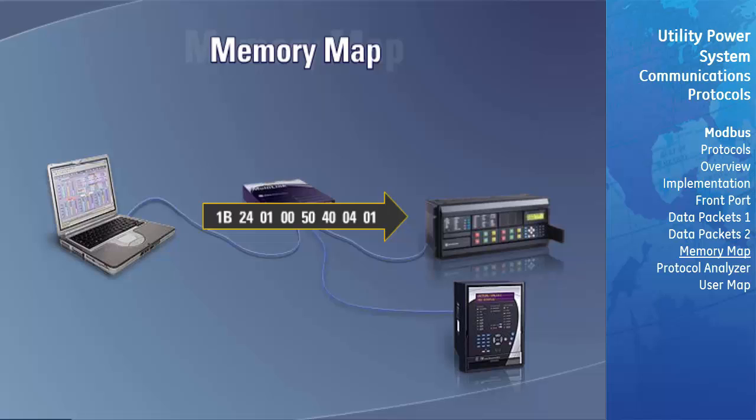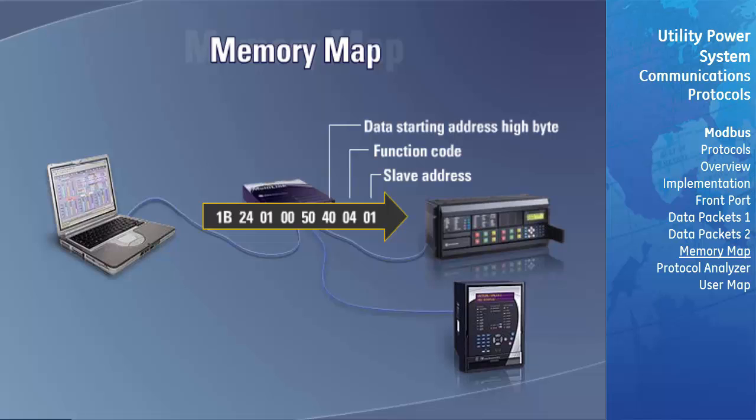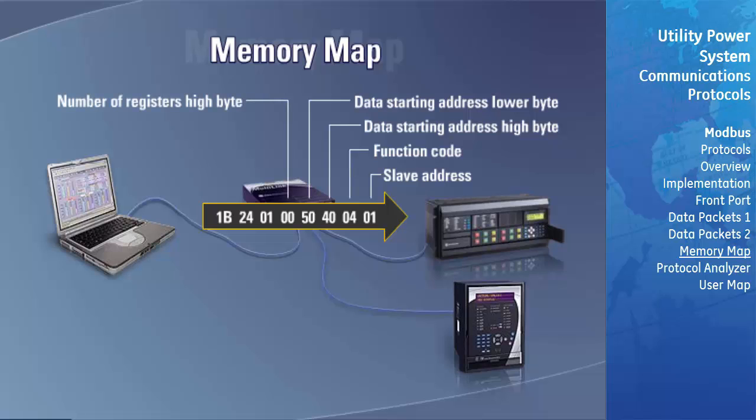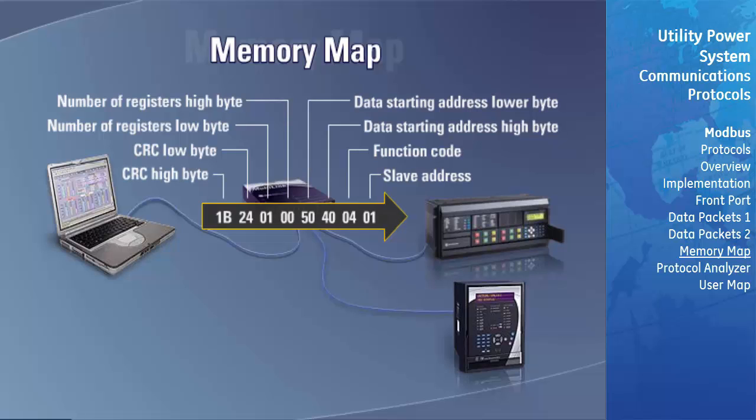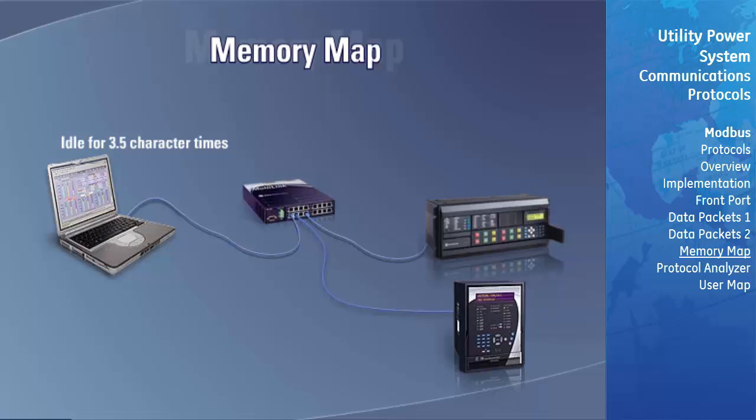After an idle time of 3.5 characters, the master transmits the command with the following packet sequence and content in hexadecimal. The slave address is 1, the function code is 4, the data starting address high byte is 40, the data starting address low byte is 50, the number of registers high byte is 00, the number of registers low byte is 01, the CRC low byte is 24, and the CRC high byte is 1B. After this packet sequence is transmitted, the master will be idle for 3.5 character times.